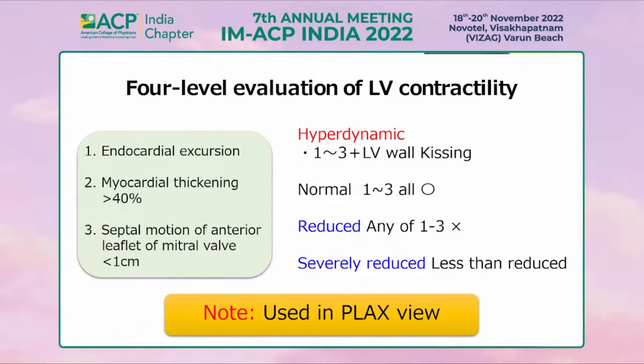The boundary between reduced and severely reduced is approximately 30% in EF. This method is used in POCUS view.